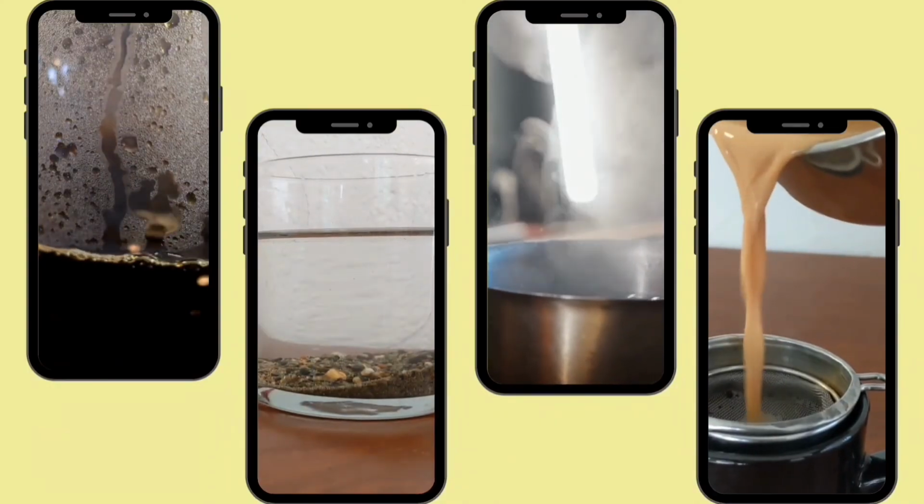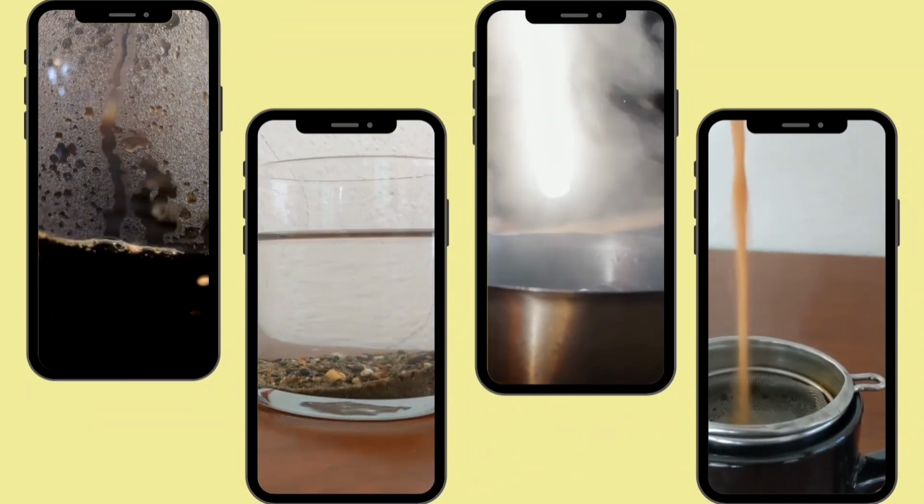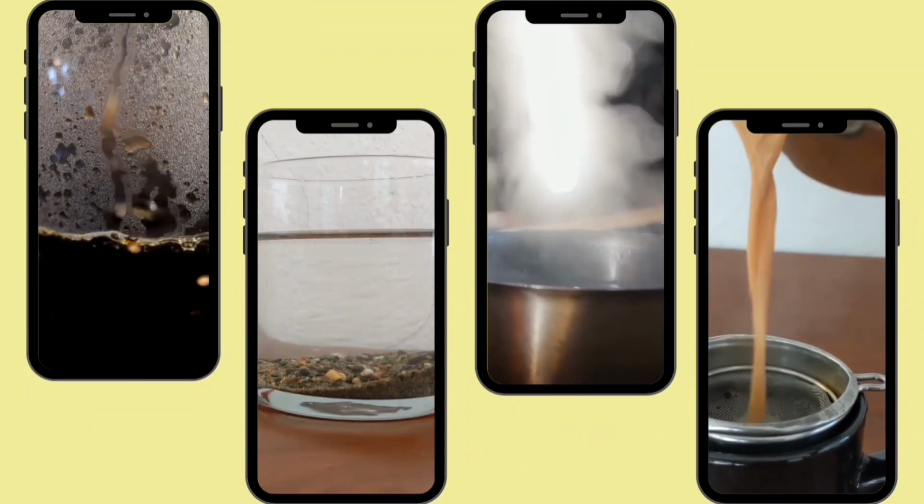So we have discussed different methods of separating substances. Some of these methods we use in our daily life and some are used in science laboratory.